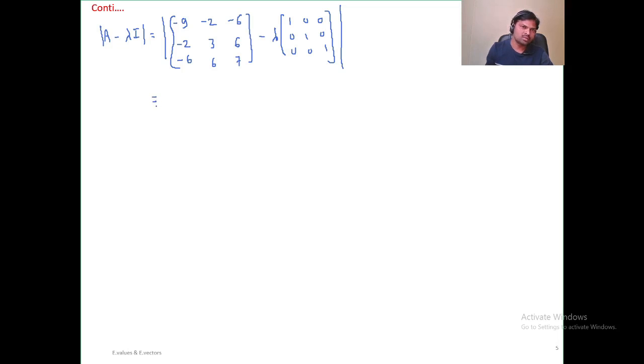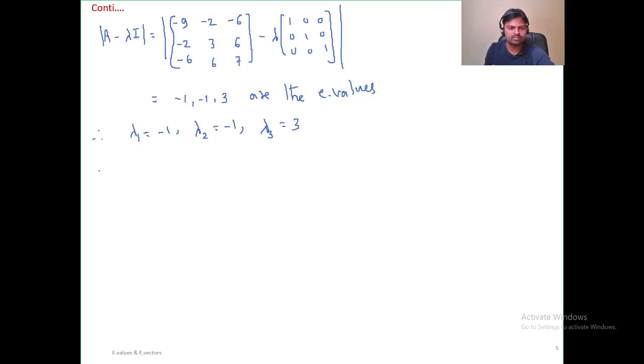Now you find the eigenvalues. Directly I am writing them, because you know how to compute eigenvalues. The eigenvalues are minus 1, minus 1 and 3. Compute them as an exercise. Therefore, let me write: lambda 1 is minus 1, lambda 2 is minus 1 and lambda 3 is 3.